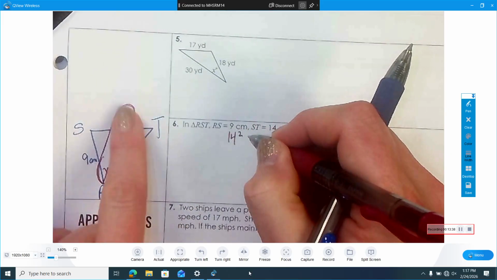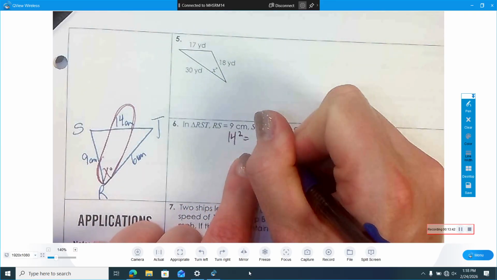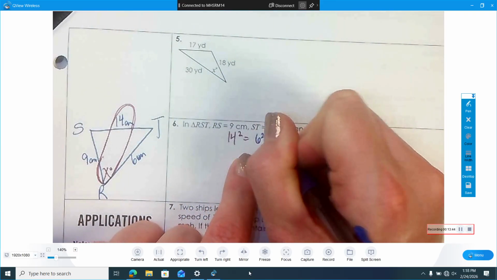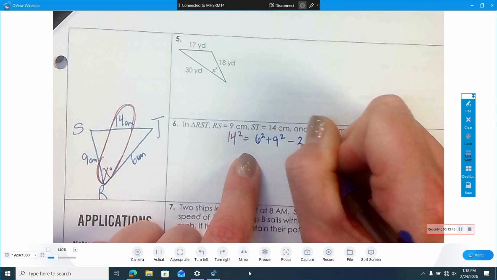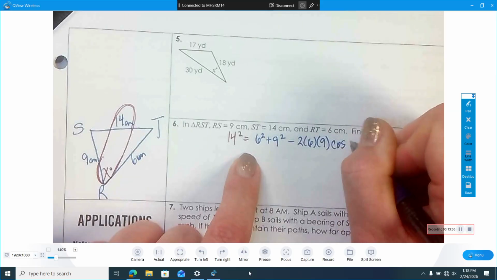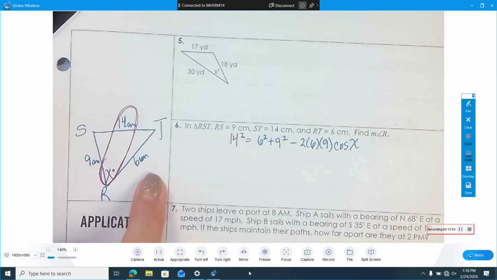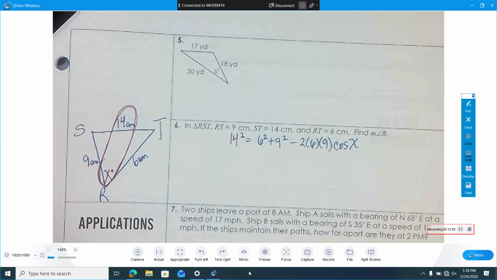14 squared. The side squared is equal to what plus what? 6 squared plus 9 squared minus 6 times 9 times the cosine of x. Perfect. Good. Side squared plus side squared minus twice the product of those sides times the cosine of the included angle. All right, we're going to do some cleanup.